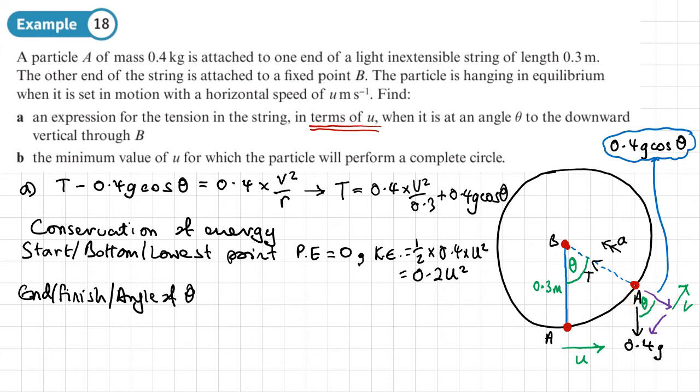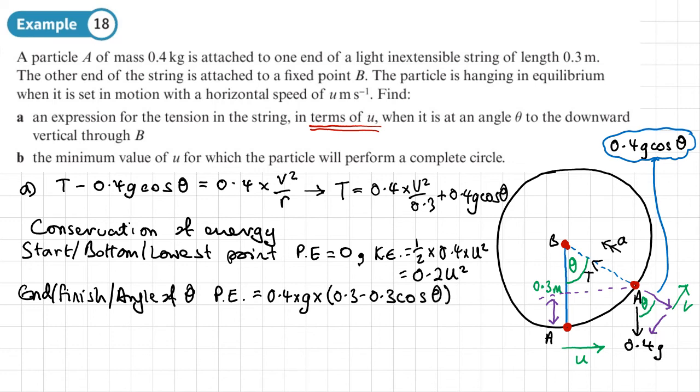And at this point, the potential energy is m times g times h. So that's that height increase. Now remember, we did this in the previous question, but I'll mark it on again. We want to find out what this distance is here, and it's 0.3 minus 0.3 cos theta. So I'll just put that down. 0.3 minus 0.3 cos theta.